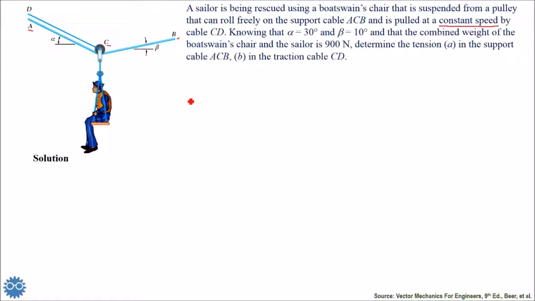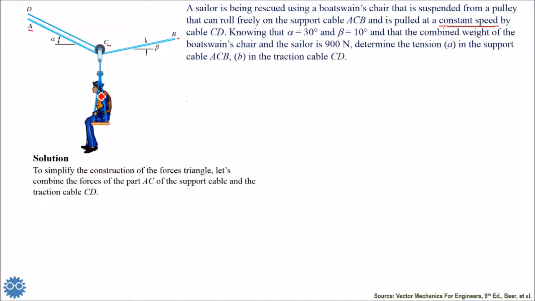Now, although it seems to be a bit confusing problem, actually it's very simple. Why? Because we notice that on the left side of the pulley, where we have the AC and DC cables, the two cables are parallel. So at the beginning of the solution, we can combine the tension in these two cables.